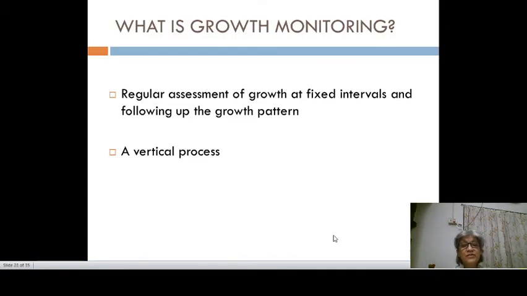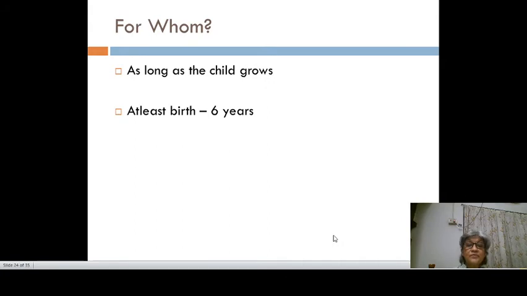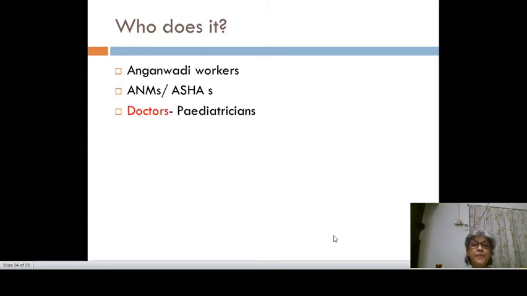What we do here is regular assessment of growth at fixed intervals and following up the growth pattern as a longitudinal process. For this, we need to take certain measurements, most commonly the height and the weight. This height and weight is taken right from birth and must be taken till 5 or 6 years of age. We can continue further, but it's very important during these first 5 years.